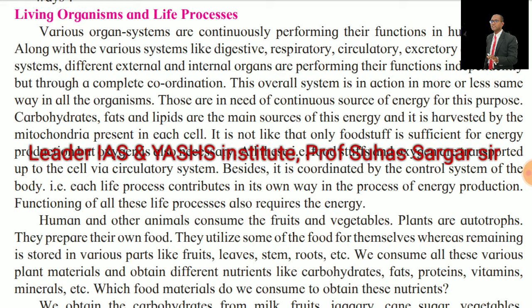Carbohydrates, fats, and lipids are the main sources of energy, and it is harvested by the mitochondria present in each cell. It is not that foodstuff alone is sufficient for energy production, but oxygen is also necessary. Both foodstuff and oxygen are transported up to the cell via the circulatory system. Besides, it is coordinated by the control system of the body. That is, each life process contributes in its own way in the process of energy production. Functioning of all these life processes also requires energy.